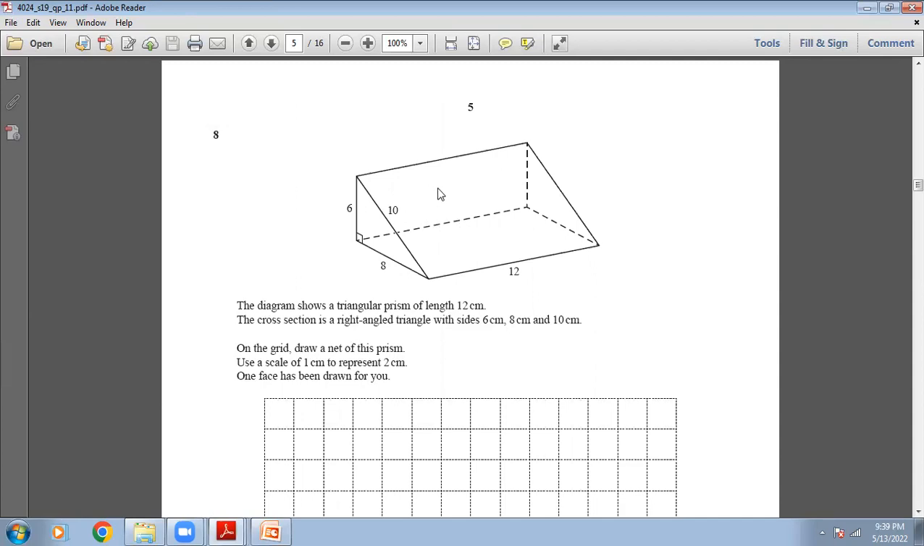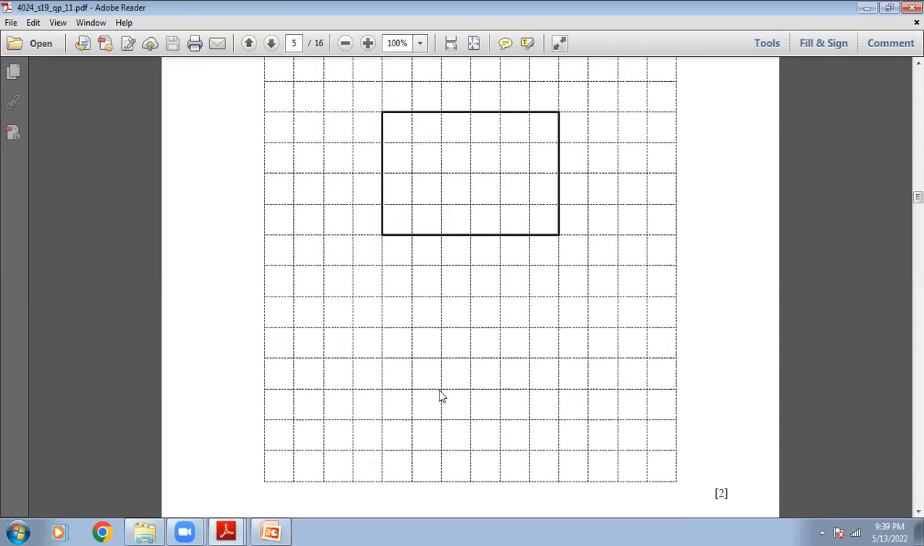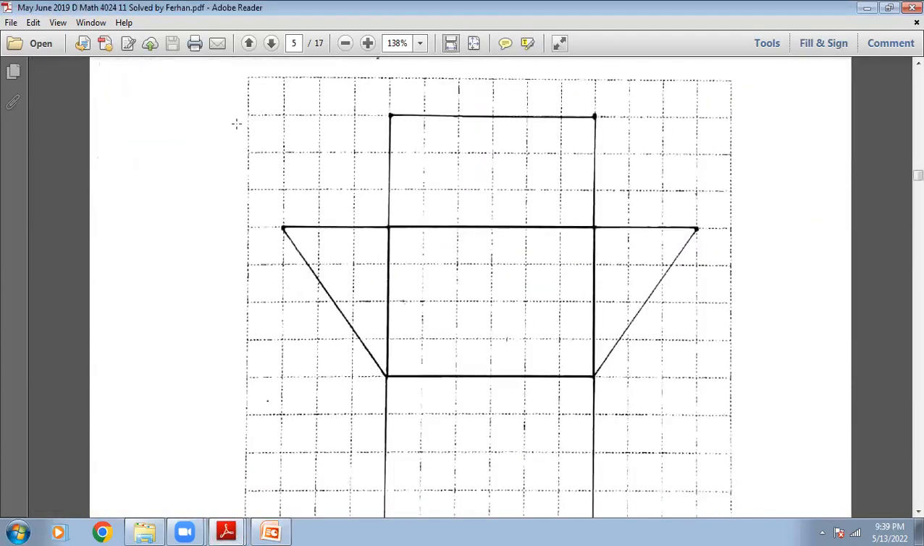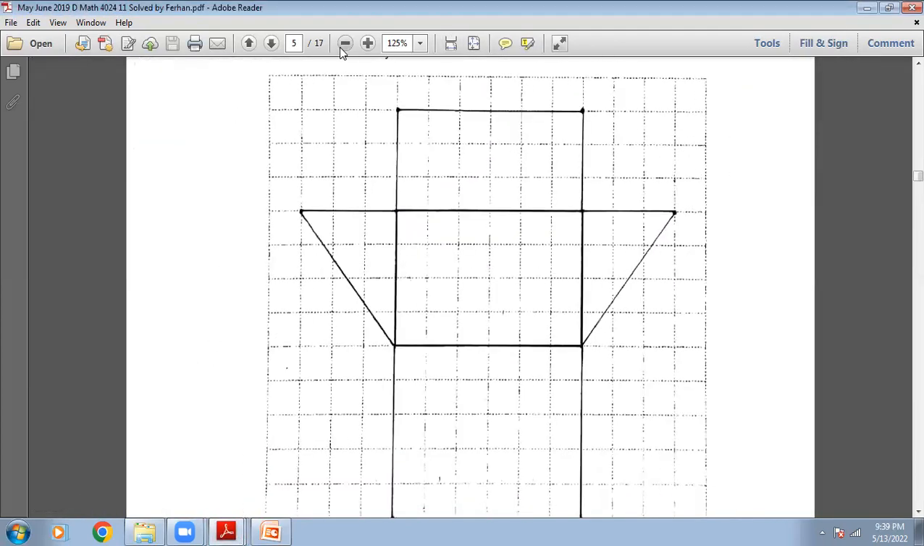So we have to make this vertical wall, this triangular wall, and this inclined rectangle. We have to show them here. So I have already done this. So let me show you. So hopefully you can see this.